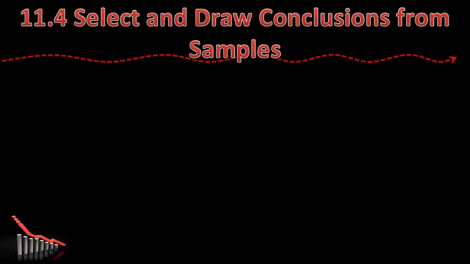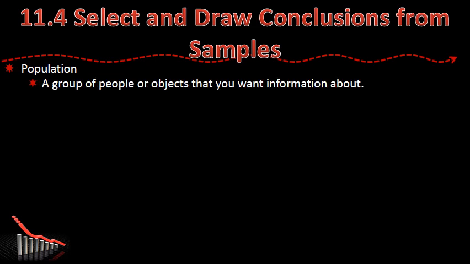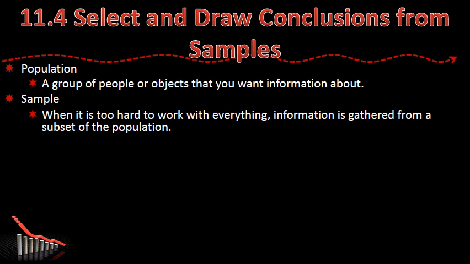Lesson 11.4. Select and draw conclusions from samples. Well, before we can talk about drawing conclusions, I have to talk about getting the samples. Population is the group of people or objects that you want information about, so that's the large group. A sample is a smaller group from the population, because if the population is too large, you have to work with a small subset of the population.